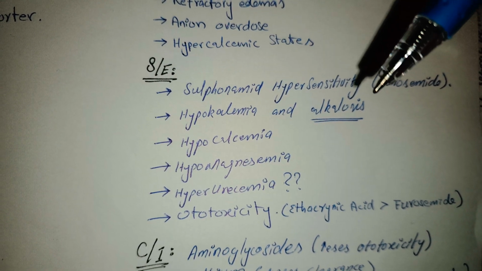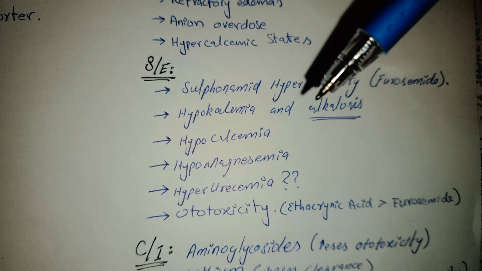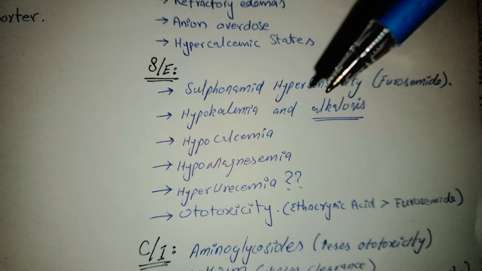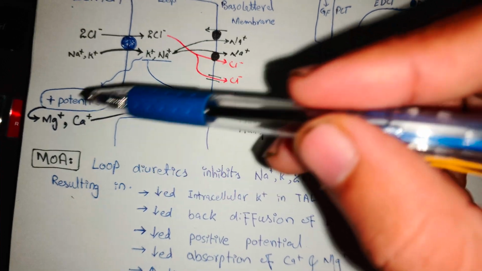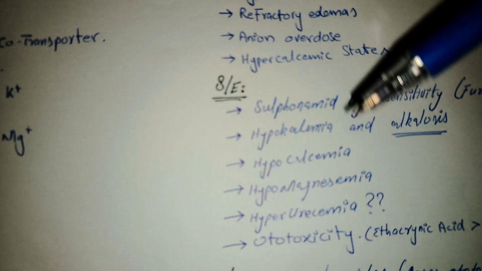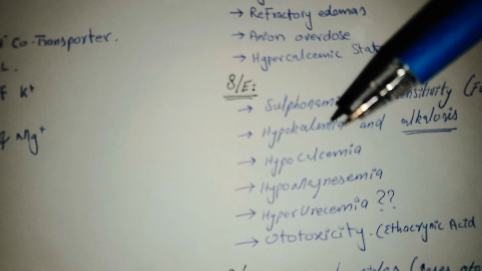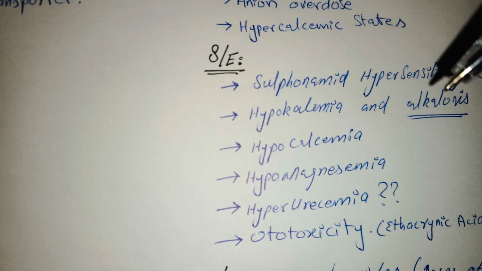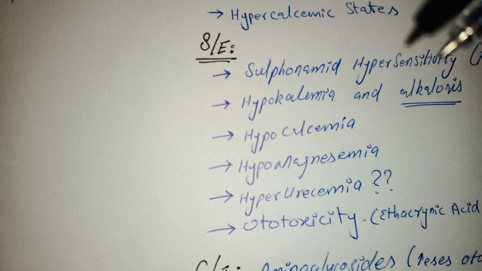Hypokalemia and alkalosis. How is this side effect caused? I know you are very wise. My students are very wise. They already know about it. You see, potassium is being lost. So when potassium is lost, we come with hypokalemia, and we know hypokalemia and alkalosis always come together.